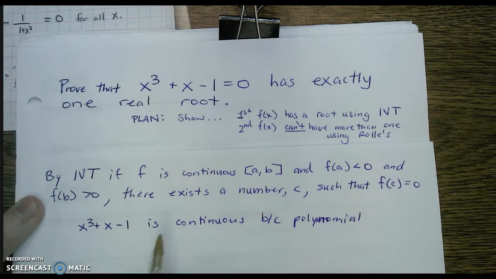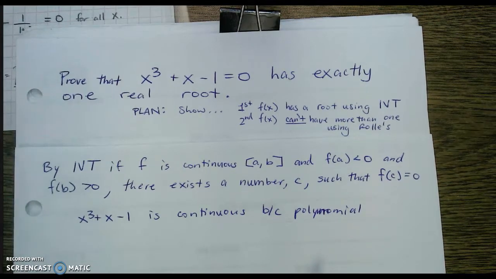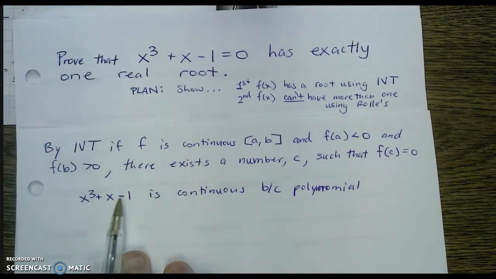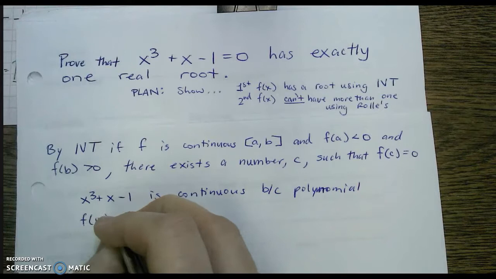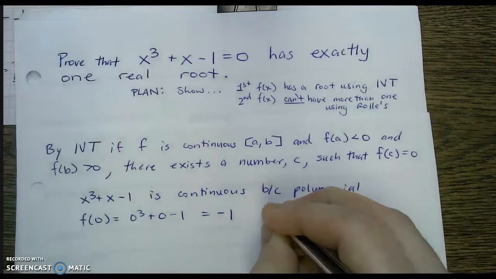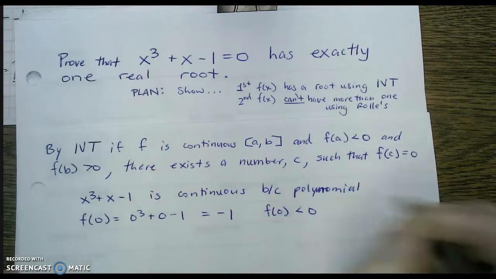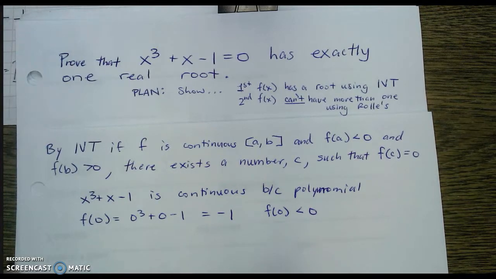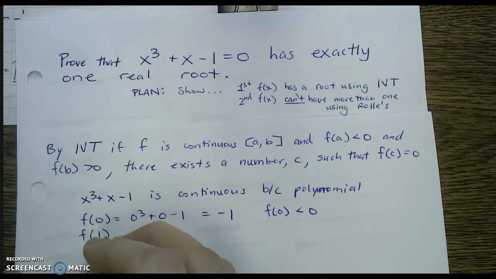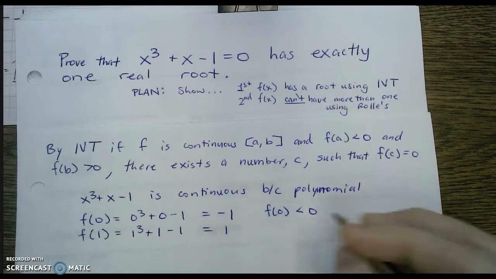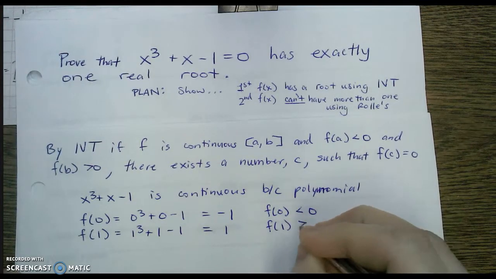And now we want to show that there's a negative and a positive. So just pick some numbers that would give you a negative and a positive. For example, if I plug in 0 to this function, f of 0, I get negative 1. So I've shown that f of 0 is less than 0. And pick some number that would give you a positive. So 1 gives us a positive answer. If I plug in 1, I get 1. So f of 1 is greater than 0.